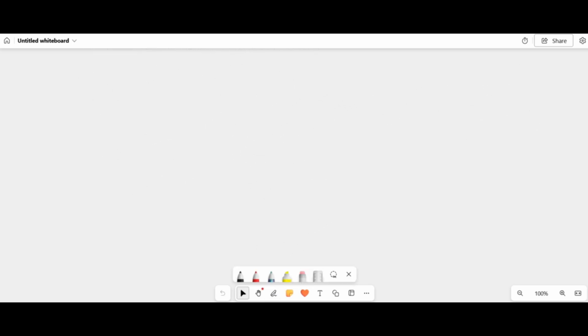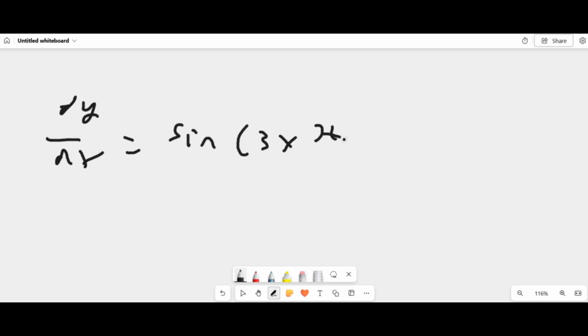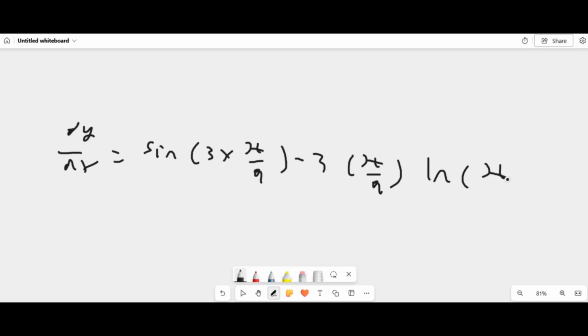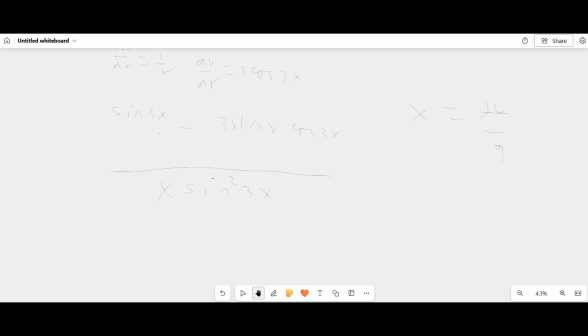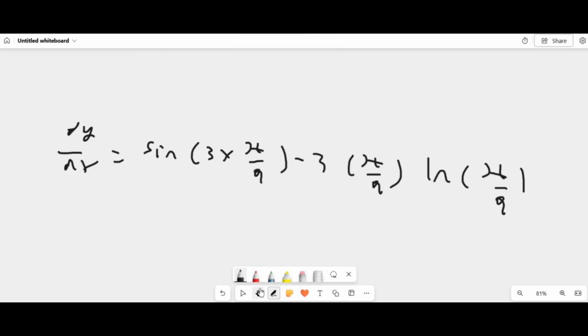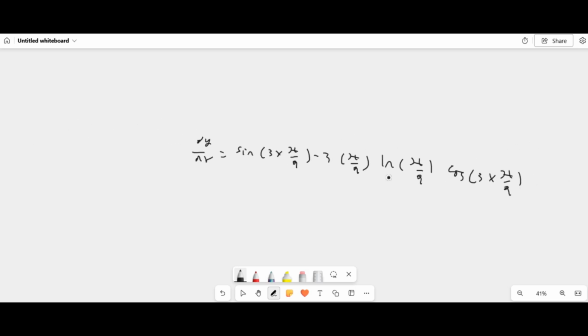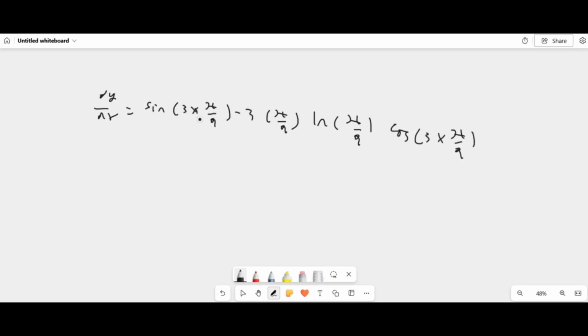Let me use a new whiteboard for that. So dy over dx is going to be sine 3 times pi over 9, minus 3 open bracket pi over 9, ln pi over 9, times cos 3 times pi over 9, over pi over 9 sine squared 3 times pi over 9.